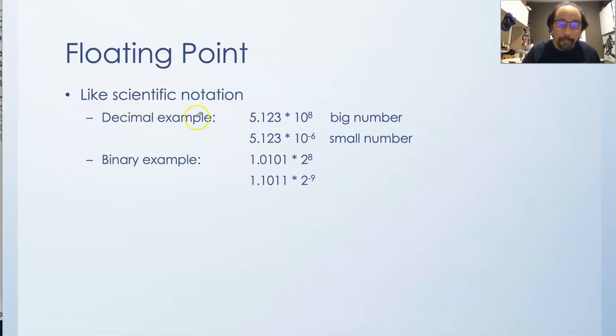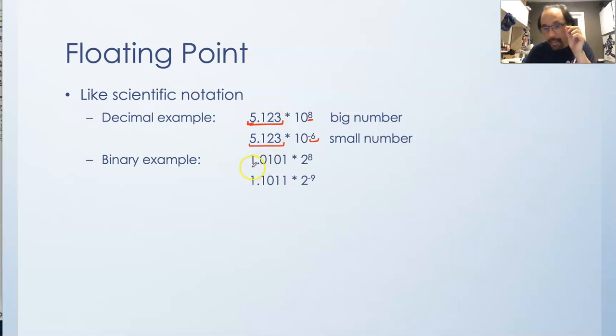Now in floating point, let's look at the decimal version first. It's like scientific notation: 5.123, and you notice I'm using 4 digits here and 1 digit for the exponent. This represents a pretty big number, 50 billion. I could also represent a pretty tiny number using the same number of digits and the same number of digits for my exponent. So just imagine I have a range from 0 to 50 billion using 4 decimal digits.